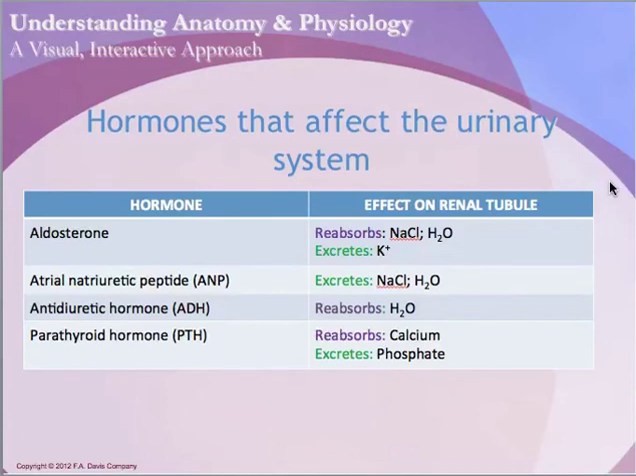Antidiuretic hormone is going to reabsorb water, directly reabsorb water, therefore increasing our blood volume, increasing our blood pressure, and giving less urine output.